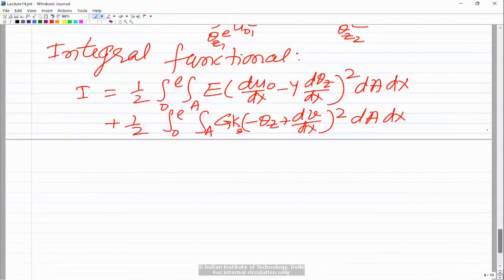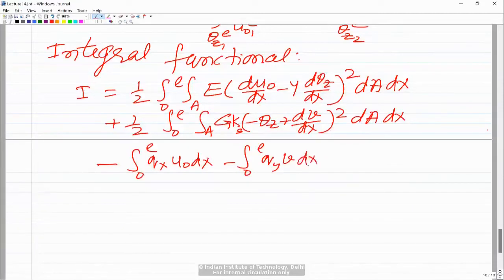And then you will have potential of the distributed forces, so you have minus integral 0 to L, and qx is the force, u naught into dx gives you the potential. Similarly, integral 0 to L, you have the force qy into v, the displacement, dx gives you the potential of this. And then you have potential of these internal forces coming from the left and right side beams, so that can be written as u naught 1 e, v1 e, theta z1 e, u naught 2 e, v2 e and theta z2 e.